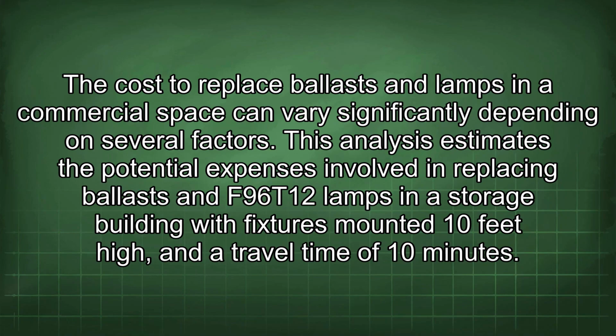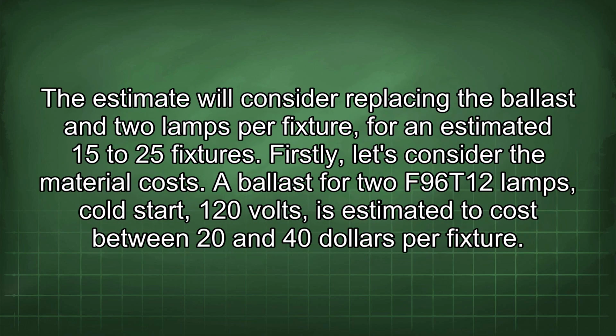The cost to replace ballasts and lamps in a commercial space can vary significantly depending on several factors. This analysis estimates the potential expenses involved in replacing ballasts and F90-6012 lamps in a storage building with fixtures mounted 10 feet high and a travel time of 10 minutes. The estimate will consider replacing the ballast and 2 lamps per fixture for an estimated 15 to 25 fixtures.